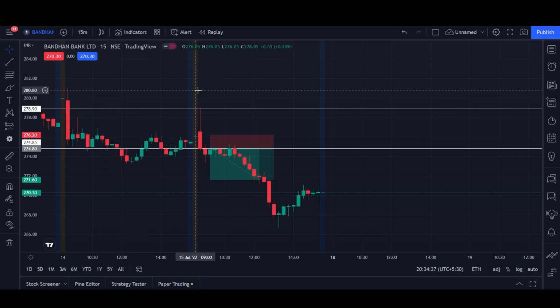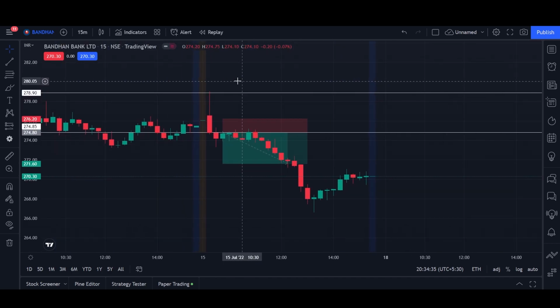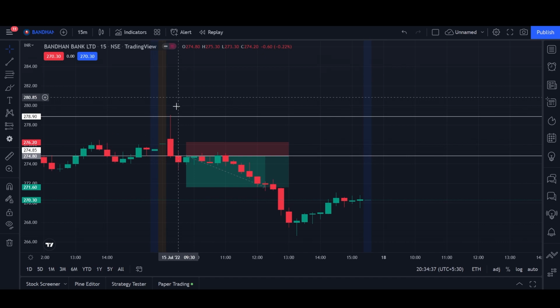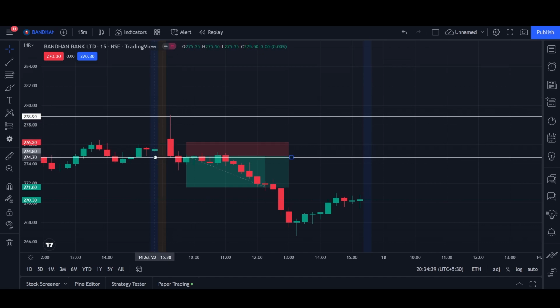And we all know that the market opens at 9:15. So the first 15 minutes are the most crucial time in this strategy. What you're supposed to do in this time is mark the highs and lows of the candle.